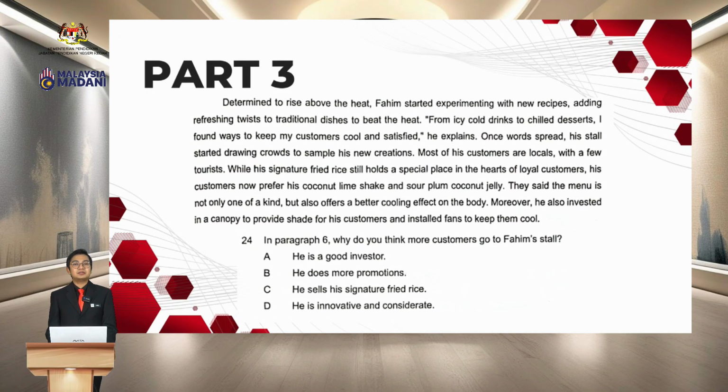Now let's look at question 24. In paragraph 6, why do you think more customers go to Fahim's stall? The answer choices given are A, he is a good investor, B, he does more promotions, C, he sells his signature fried rice, and D, he is innovative and considerate. So take a while to look at this paragraph and try to figure out what the keywords are that can help you identify the answer.